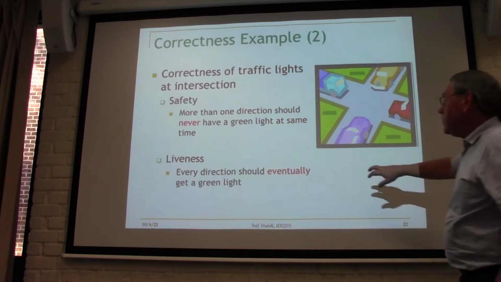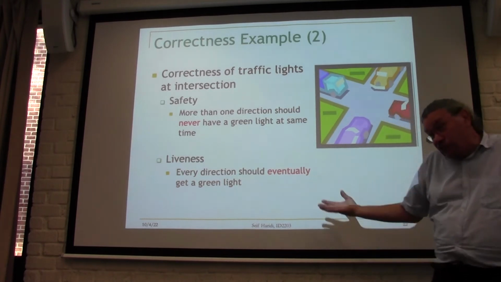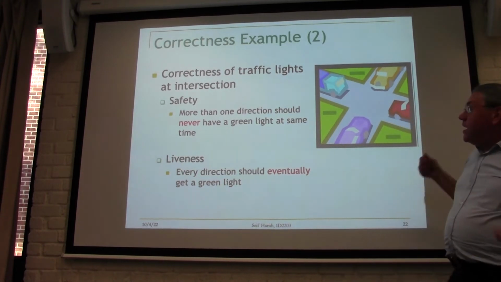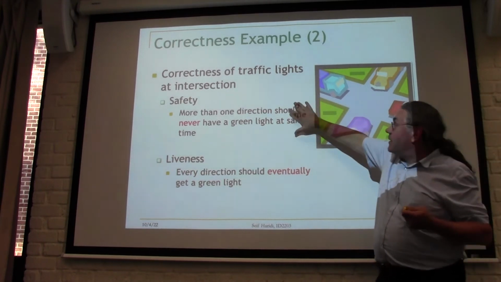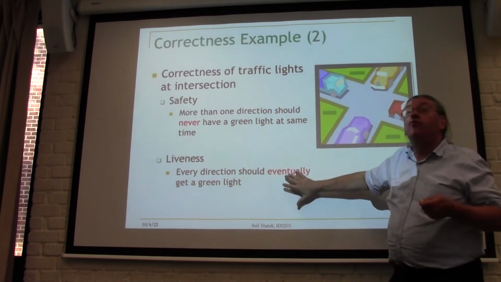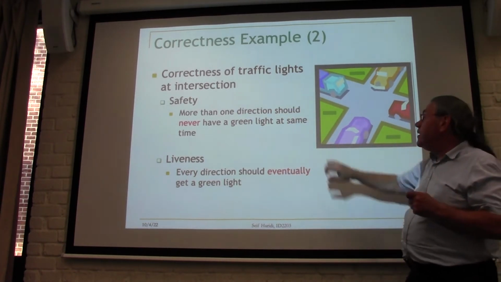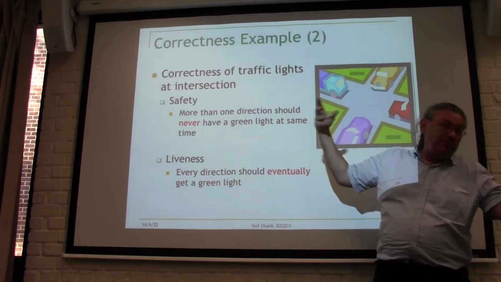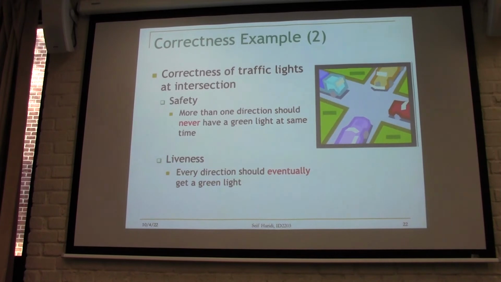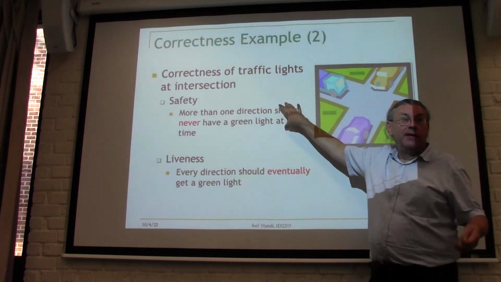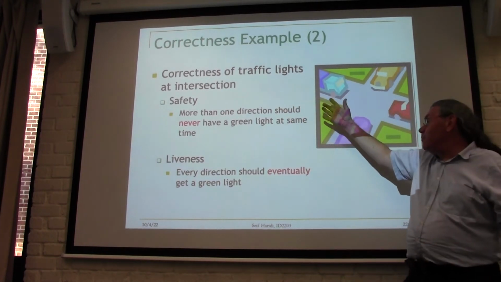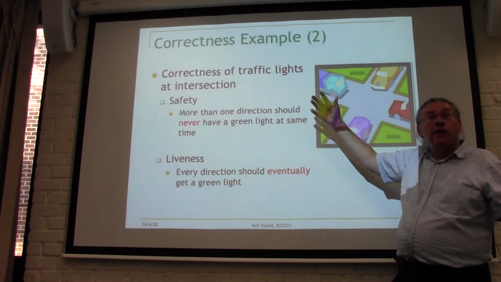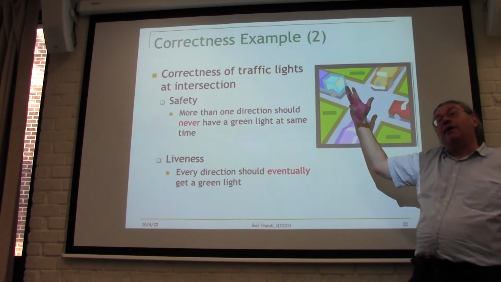And the liveness property is that every direction should eventually get a green light, because it's actually very easy to satisfy one of those 2. The hard thing is satisfying both. So what's the easy way to satisfy safety? What's the easiest way? It's very simple: always red. Everybody's always red. Okay, fine.